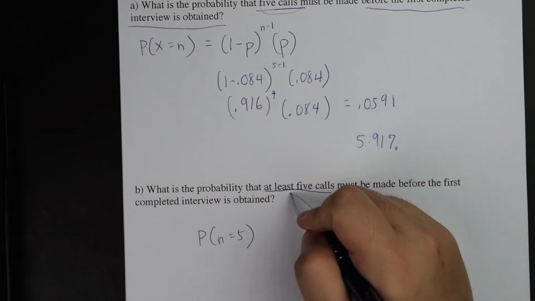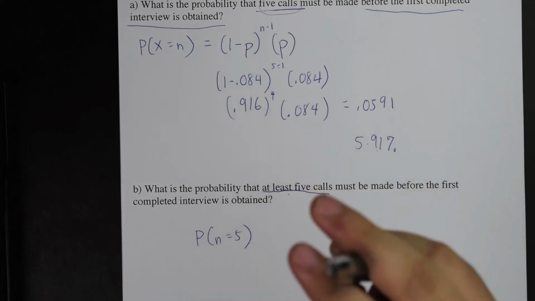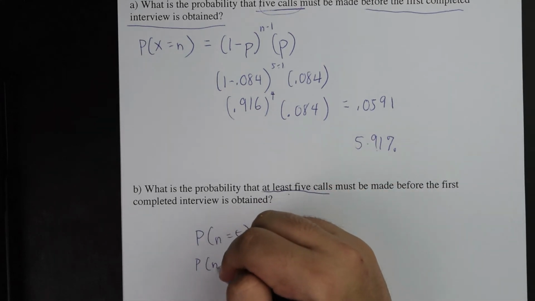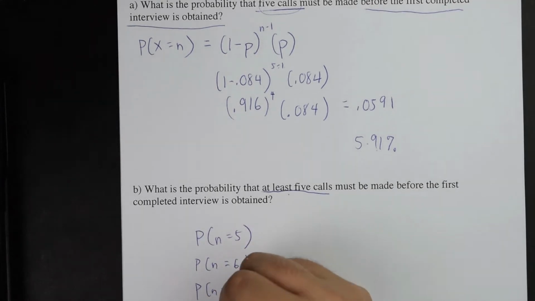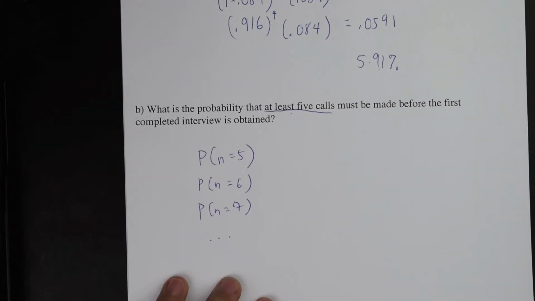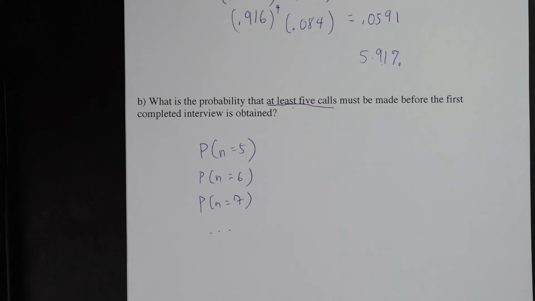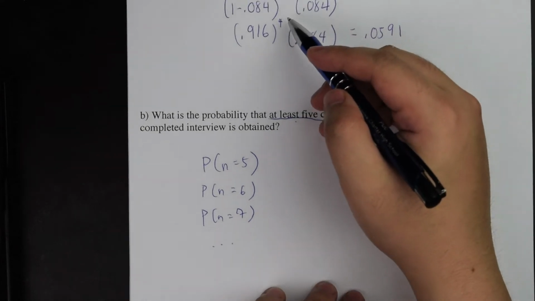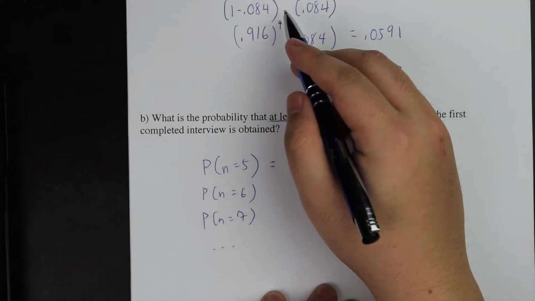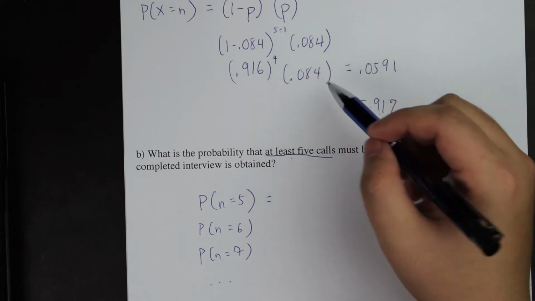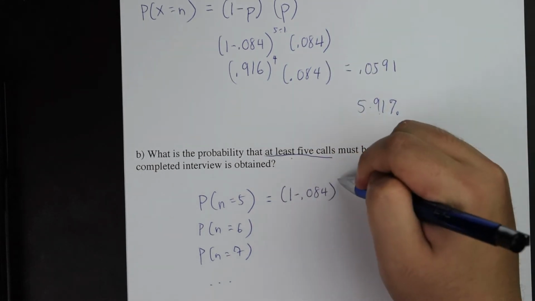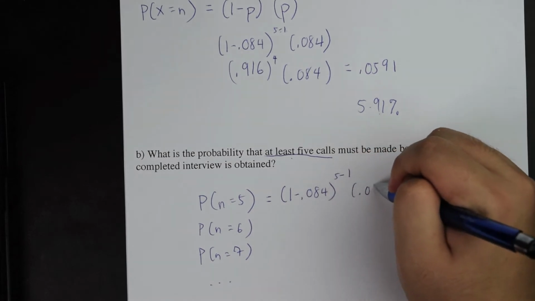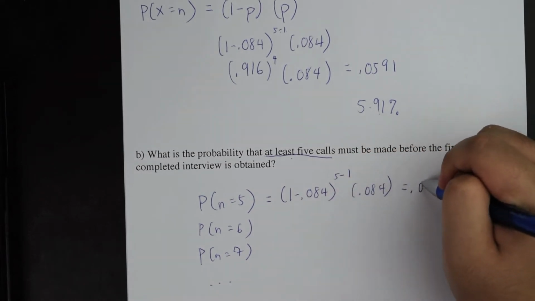And when they say at least, that means I need to keep going up. That means that it's like the probability of n equals 6, probability of n equals 7, and it will go dot dot dot. It will go on infinitely forever and forever. Okay? And so when we're talking about the probability of 5, this will actually be what we did up here basically. This exact same equation. So I will write it down. So it'll be (1 minus 0.084)^(5 minus 1) times 0.084, which will equal 0.0591.